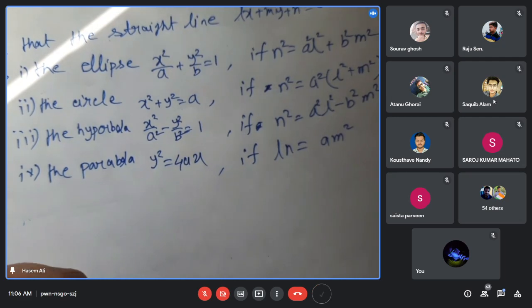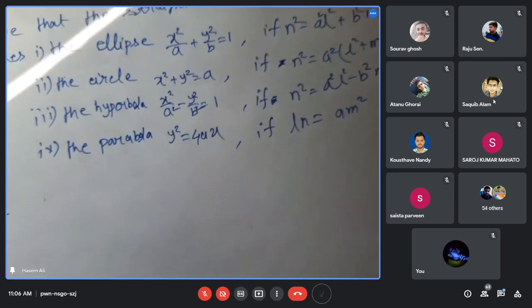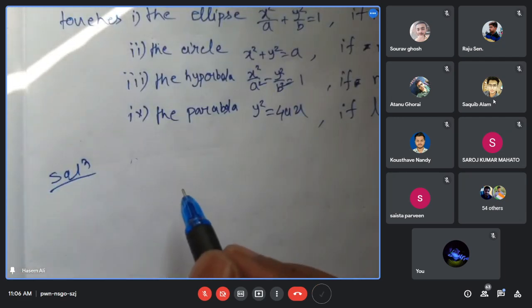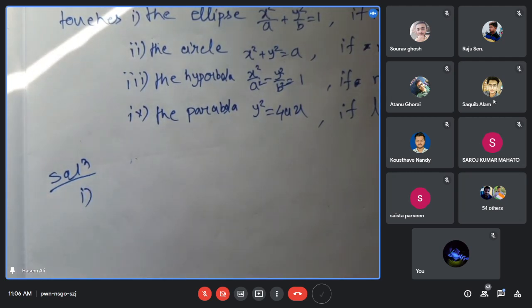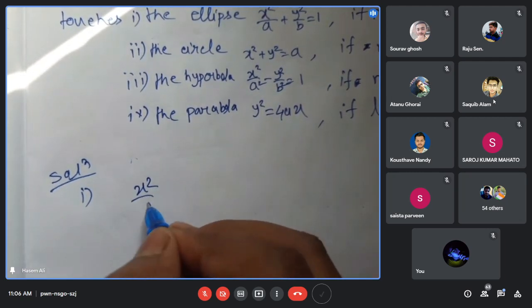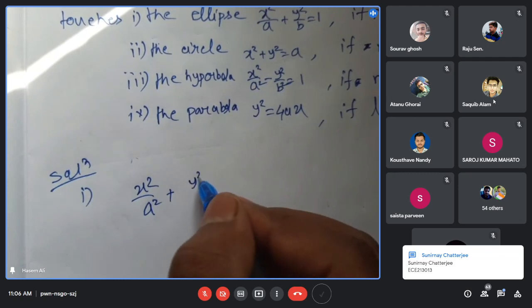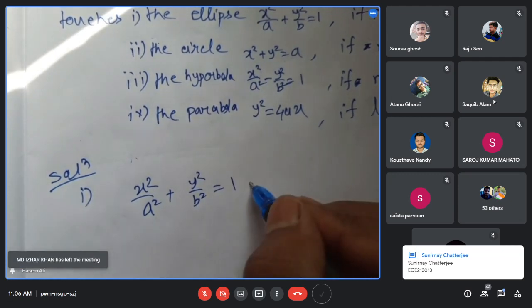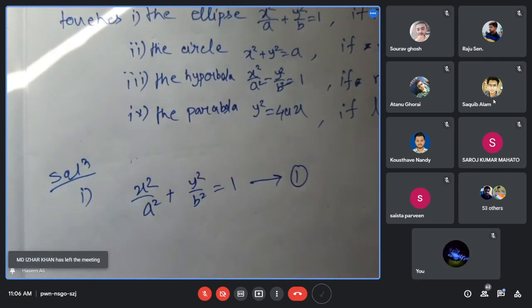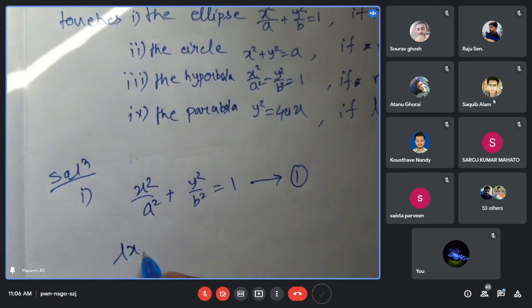The whole process is the same; let me show it once, it will be like before. Here the equation of the ellipse x²/a² + y²/b² = 1, so this is our equation 1, and let Lx + My + n = 0.